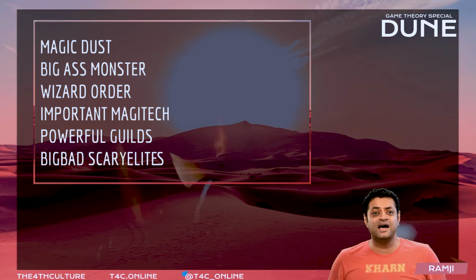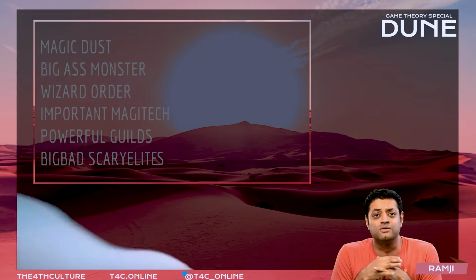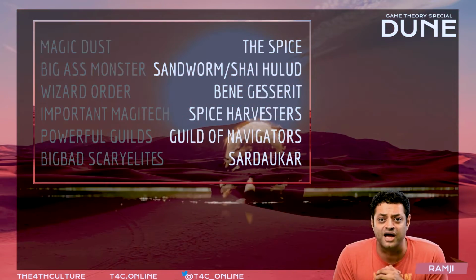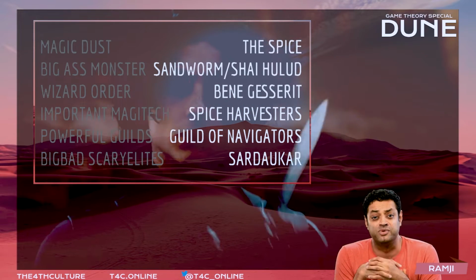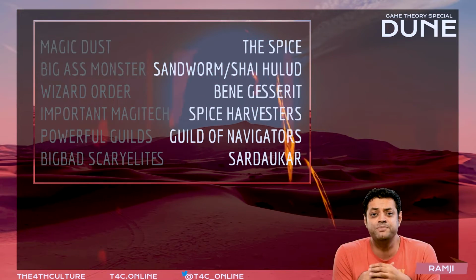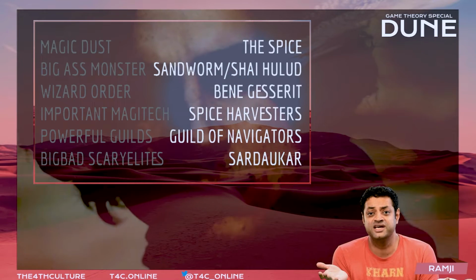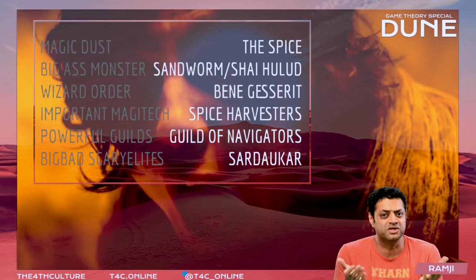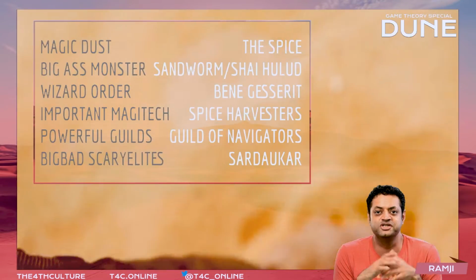We've got our magic dust, which, if you look at it a bit more closely, well, that's the spice, melange. We've got the big-ass monster, the sandworms, the Shai-Hulud, the avatar of the god worshipped by the Grumpy Tribe, the Fremen. We have our wizard order that's been manipulating their way across the galaxy, the Bene Gesserit, the important Magitech, or spice harvesters, or various other things. You have powerful guilds, the Guild of Navigators, and they need the spice, otherwise all transportation shuts down.